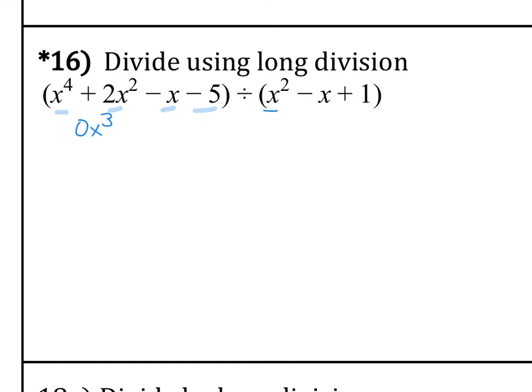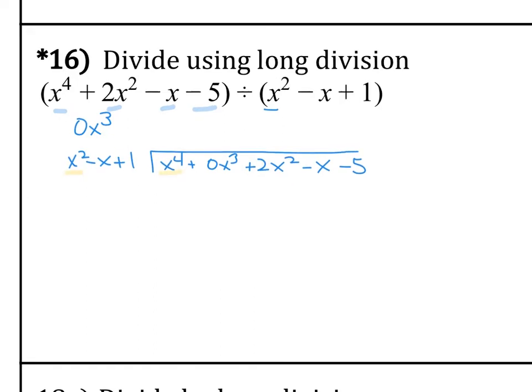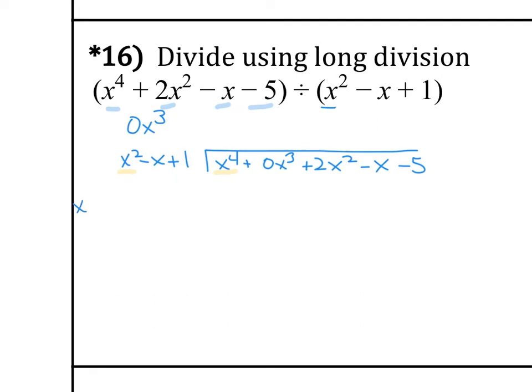So let's go ahead and write this out. We have x squared minus x plus 1, and then inside is x to the fourth plus 0x cubed plus 2x squared minus x minus 5. So the first thing you're going to do is you have to pay attention just to the first terms here. And so when we divide, let's just take a look at it. We're going to say, what is x to the fourth over x squared? That is an x squared. So the x squared, that's going to go over the same exact degree, x squared, right? So it's right over this x squared right here.